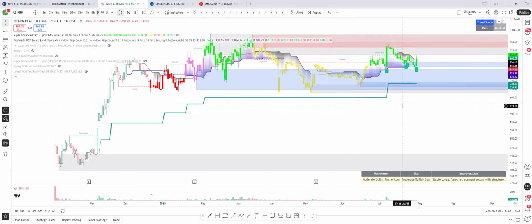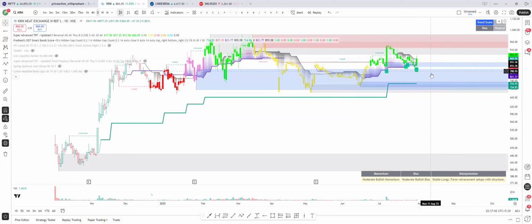This is not a buy or sell recommendation. You can do your own analysis and decide. Which stock is this, sir? This is KRN Heat Exchange.